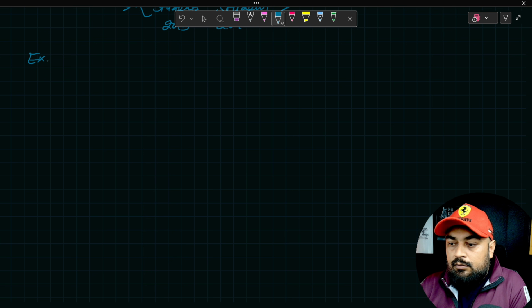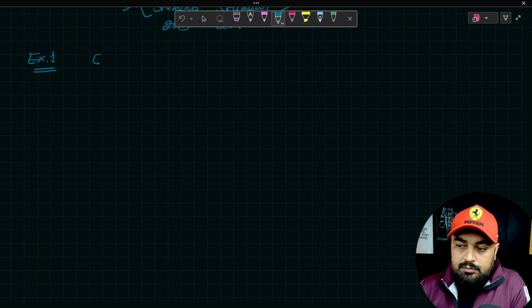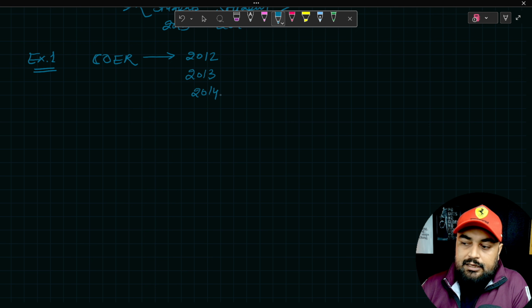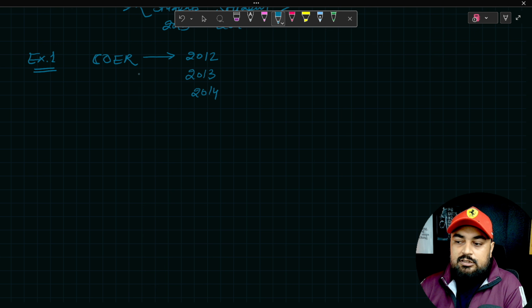So example number 1. In example number 1, there is a college, for example, the College of Engineering, Roorkee. Now this college has so many batches. So we are considering there are 3 batches. Let's say 2012, 2013, 2014. So every year there are engineering graduates passing out from this college.